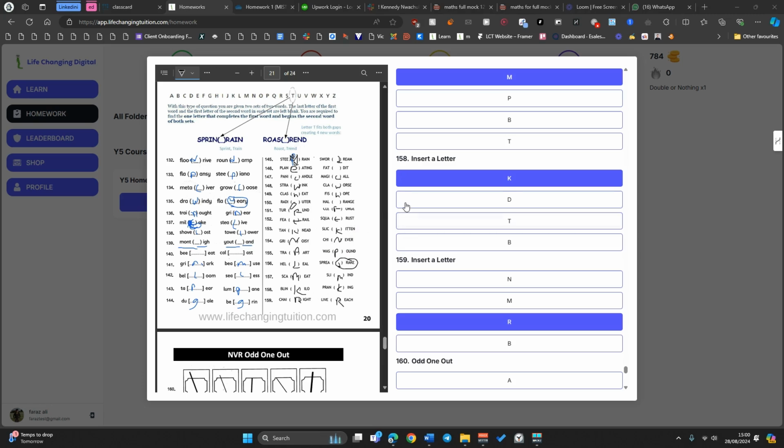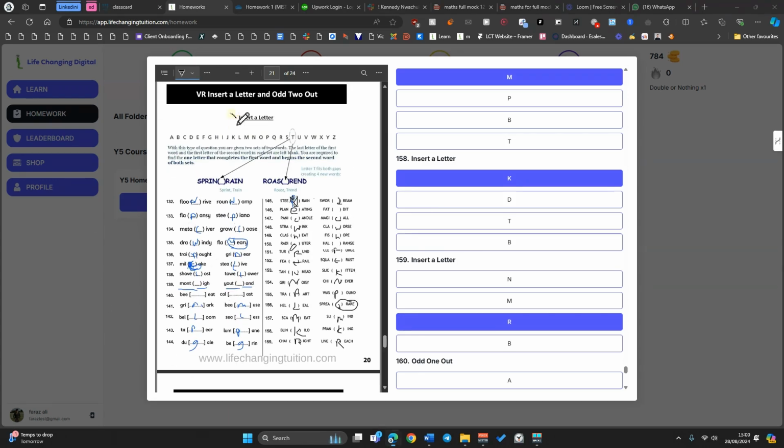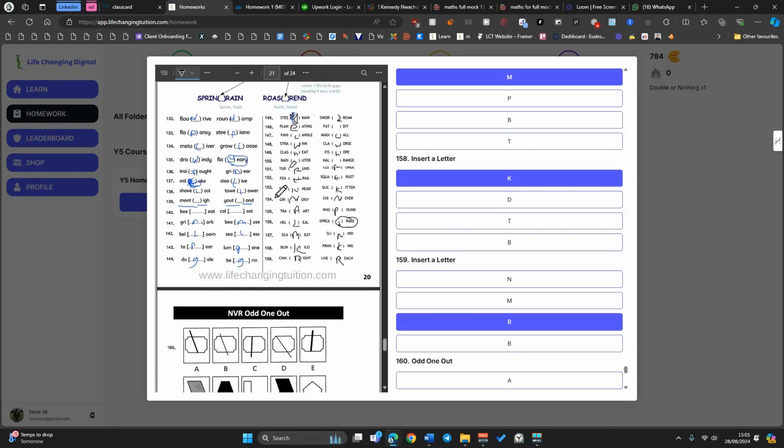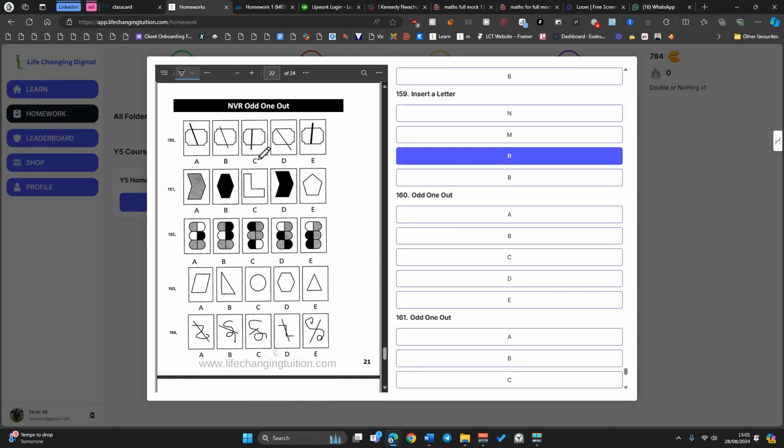So some of these will be tough, but the point of this exercise is you do these all. Once you've answered them all, you'll have a bunch of new words in your vocabulary. The next time you have to do questions like this, you're more likely to not make mistakes, and you'll be able to get those right. Okay, question 160, NVR odd one out now.